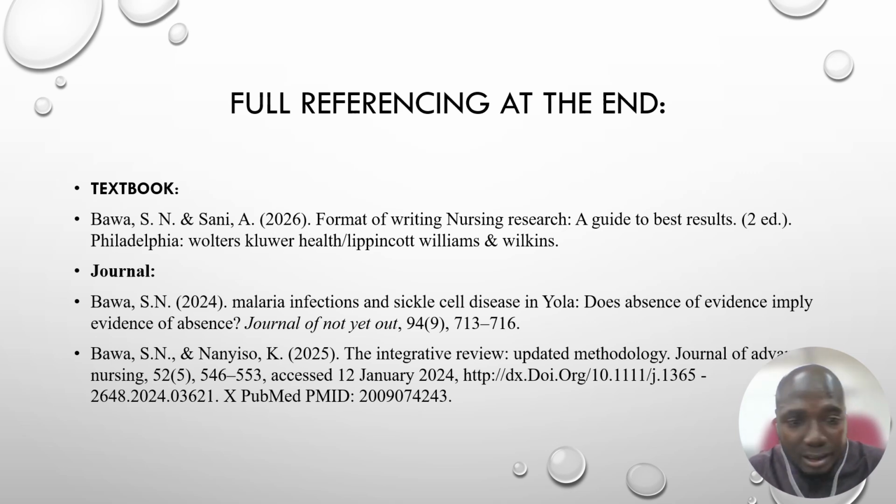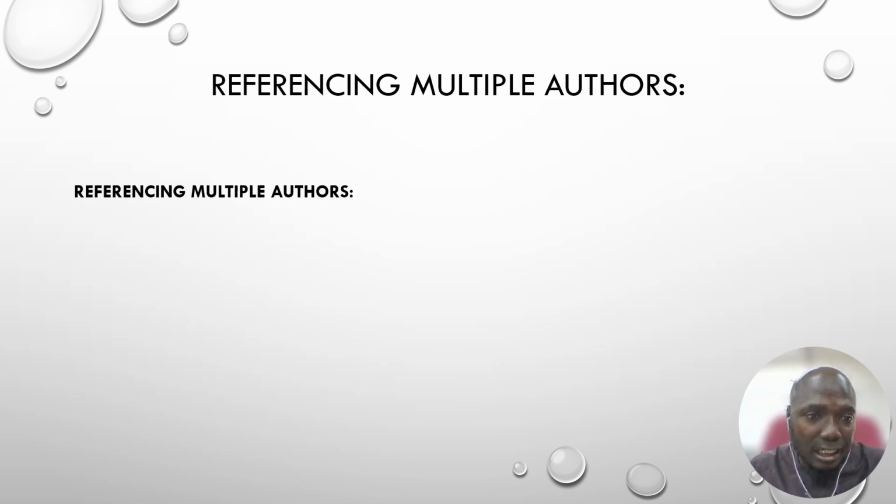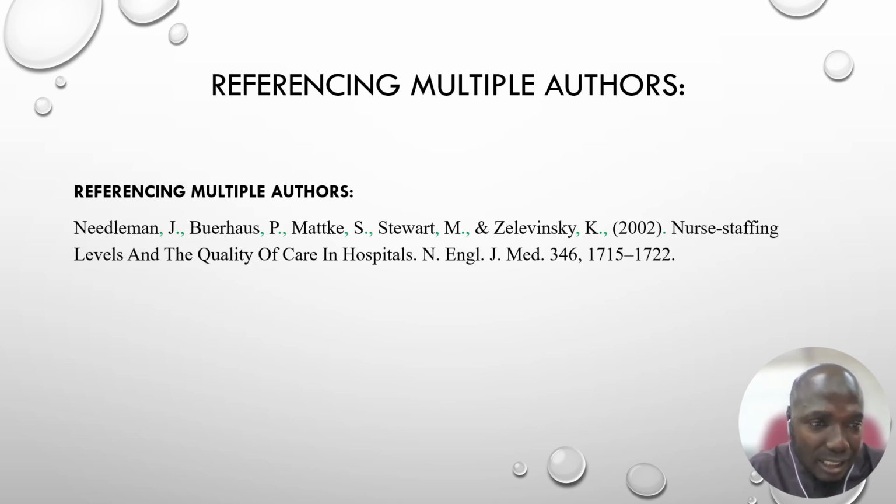So now if it is referencing multiple authors, many authors, not only 2 or 3 authors, you write, you see how I highlight this, I colored the comma after Needleman, comma, J full stop, comma, Bin House, comma, P full stop, comma, Matke, comma, S, full stop, comma. So continuously till the last author, then you write "and".